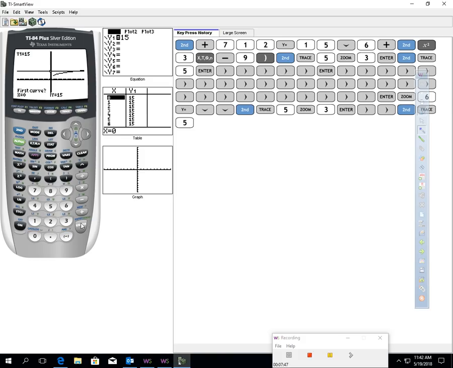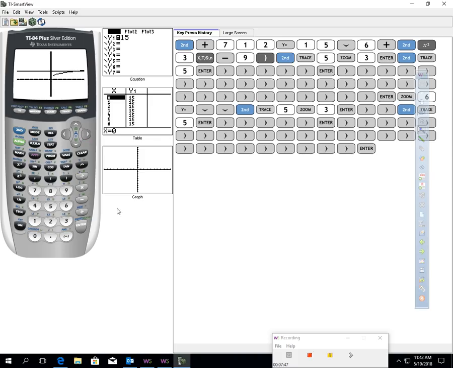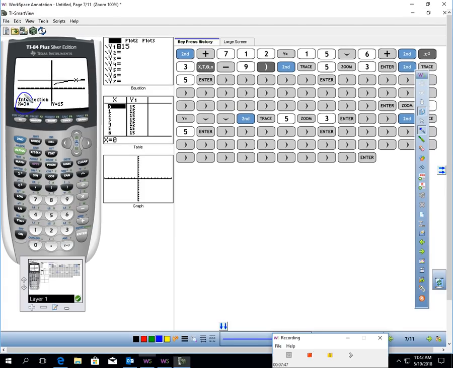So let's go back to the trace feature again, second trace, and we're going to intersect. And my cursor's on the first line, good. It's on the second curve. And I've got to move this cursor. It looks like about right there is where they meet. So there's my guess. Press enter, and you can see it right here. It says the answer's 30 for x, just like I had in my written work. So this feature works nice for this also.